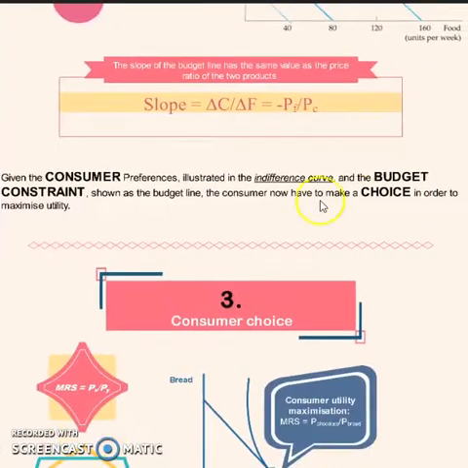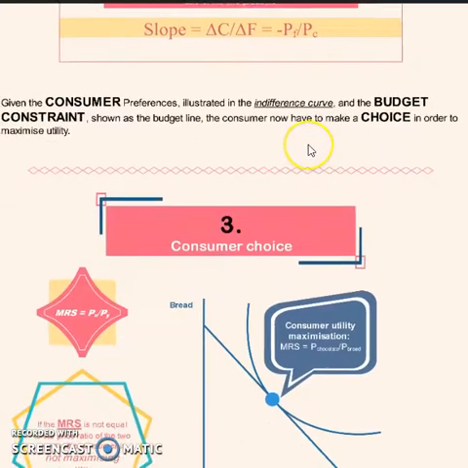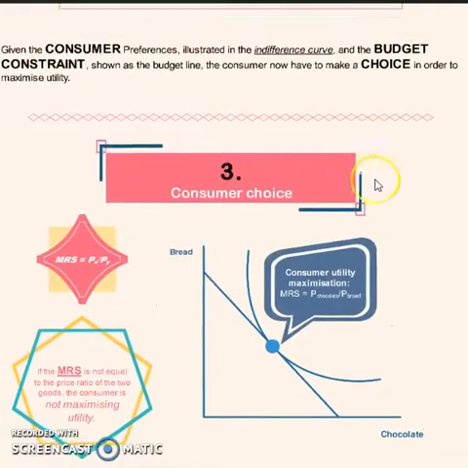So now that we know that we have a consumer that has a preference, when we look at the indifference curve, and we have budget constraints as shown by the budget line, we combine these two, and now we get a graph where the consumer will have to make a choice in order to maximize his utility. And in this case, this is the combination of the two goods.